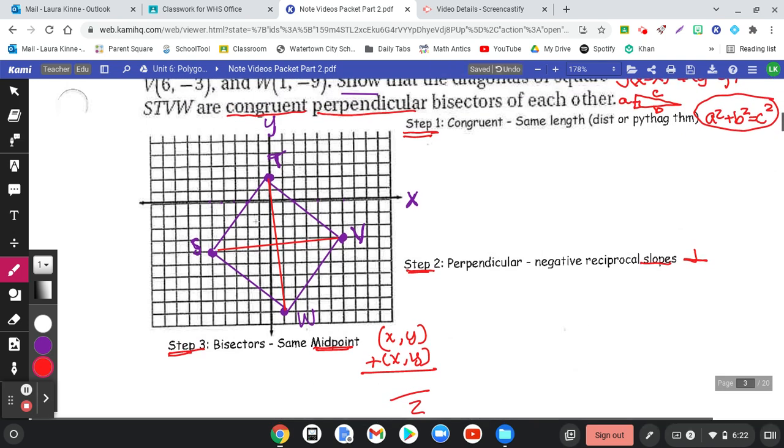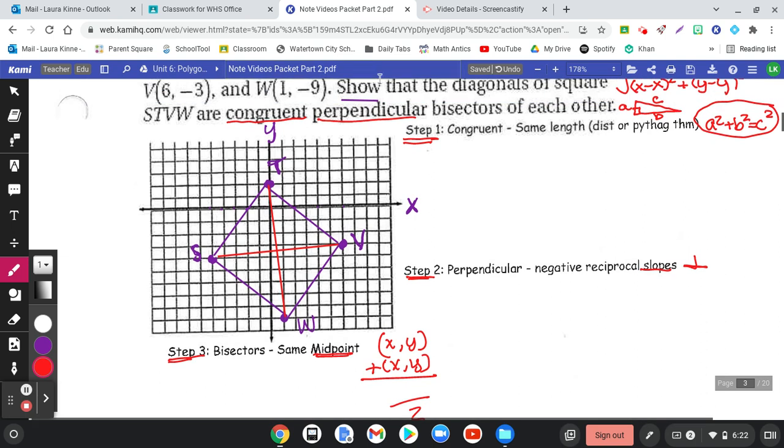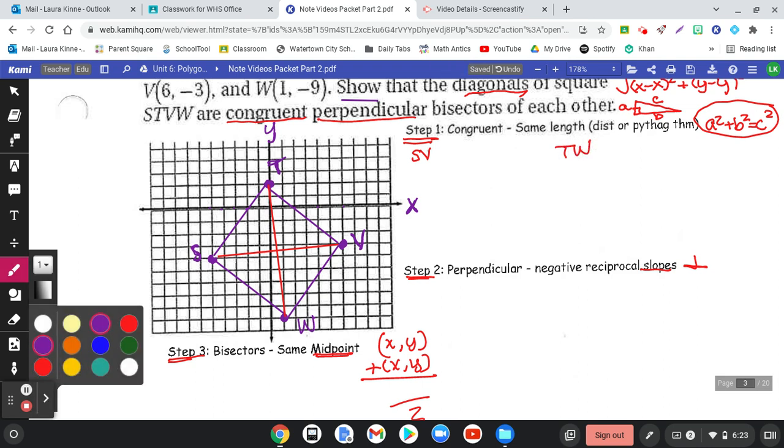Okay, so let's get to it. I'll review from previous units, just putting it together. And it's dealing with the diagonals. So we're just looking at SV and TW. All right, so let's take a look at SV first.